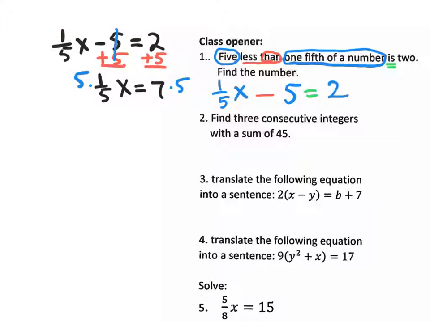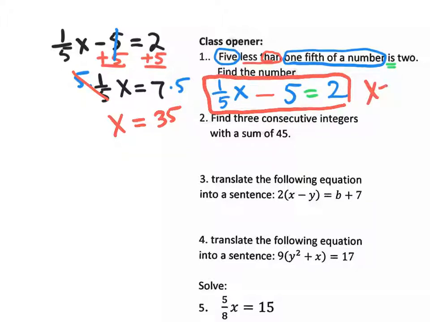Anyhow, let's continue. The 5 and the 5 cancel out. We end up with 1x, you don't have to put the 1. Bring down the equal sign. 7 times 5 is 35. So my answer to number 1 is this equation. You have to write the equation correctly. And the answer is x equals 35.